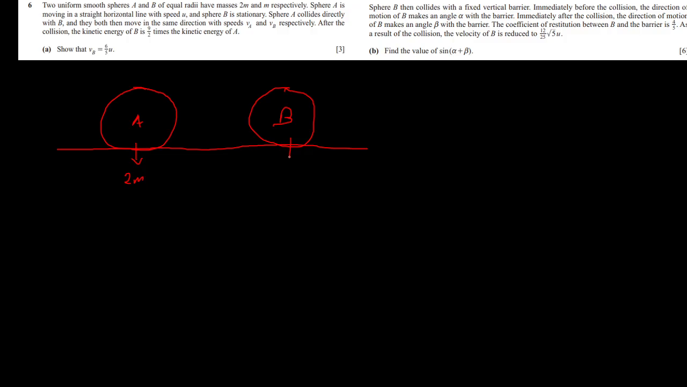Okay, fair. So let's consider this. This is A. This is B. The first thing I would do is draw, because then I have an idea of what happens. This is of mass 2m, this is of mass m, moving in a straight horizontal line with speed u towards B, obviously, because otherwise they can't collide. B is stationary, so this is just 0 meters per second.